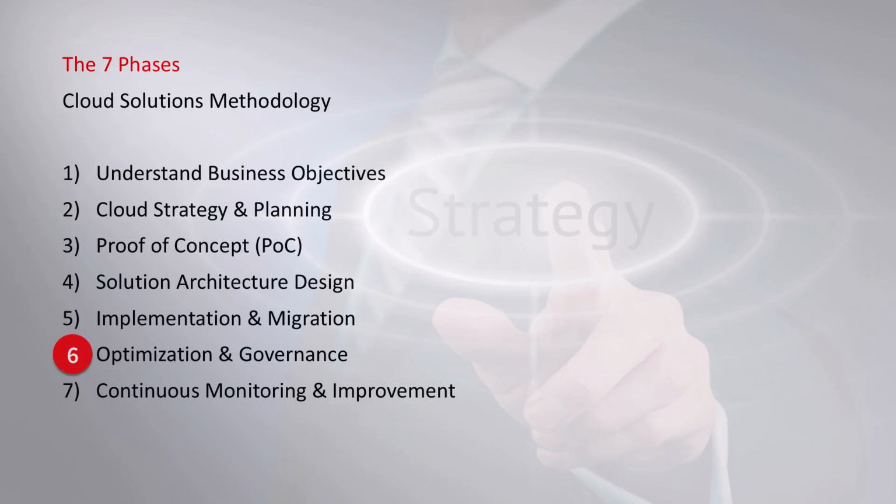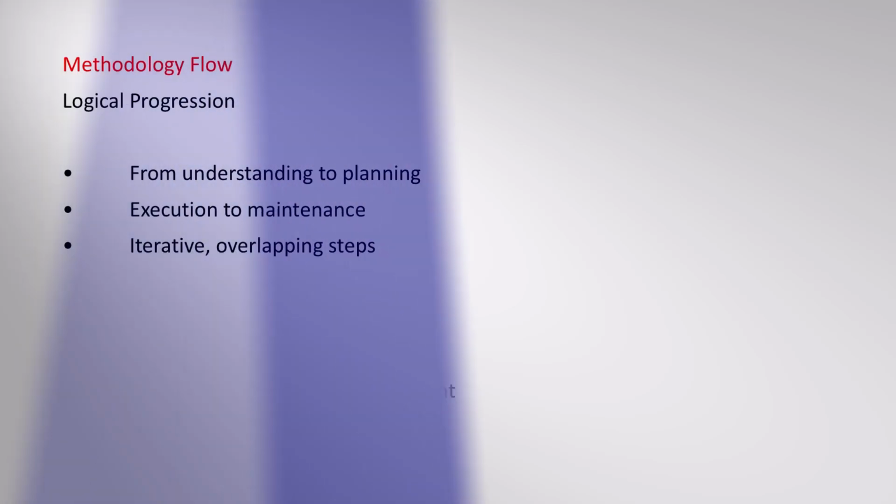6. Optimization and governance. Ensure cost effectiveness, regulatory compliance, and optimal performance through best practices and governance. 7. Continuous monitoring and improvement. Regularly assess performance metrics to implement updates, enhancing reliability, security, and efficiency in an ongoing process.